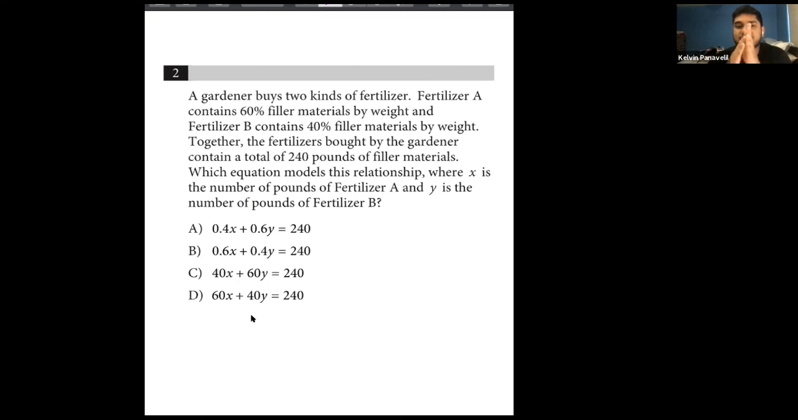So be really careful with how you're matching up the percents with the variables. All right. 10 more seconds. Go ahead and send me your answer.